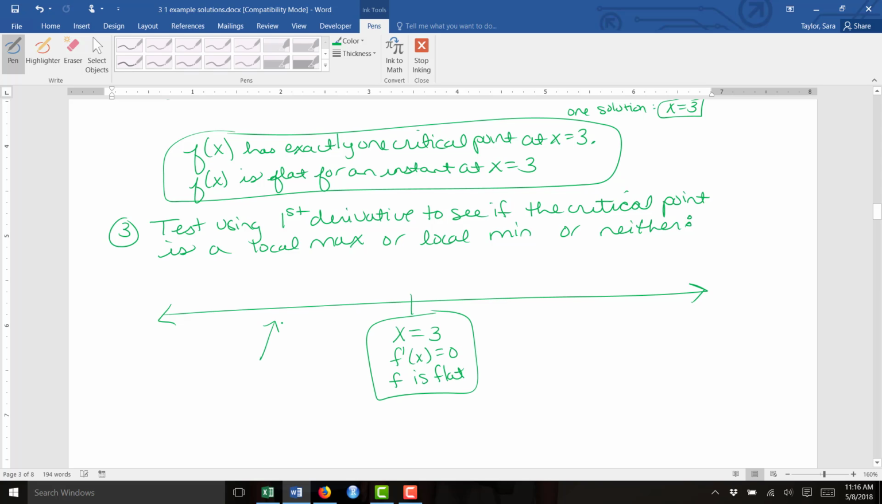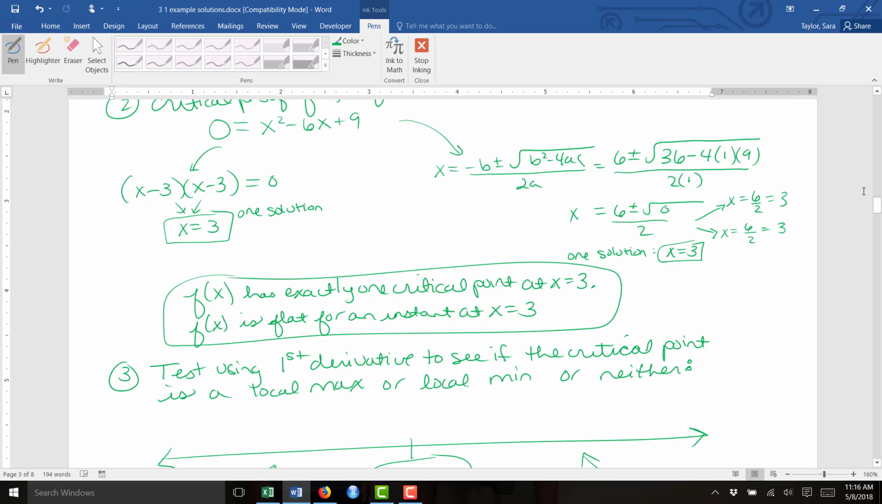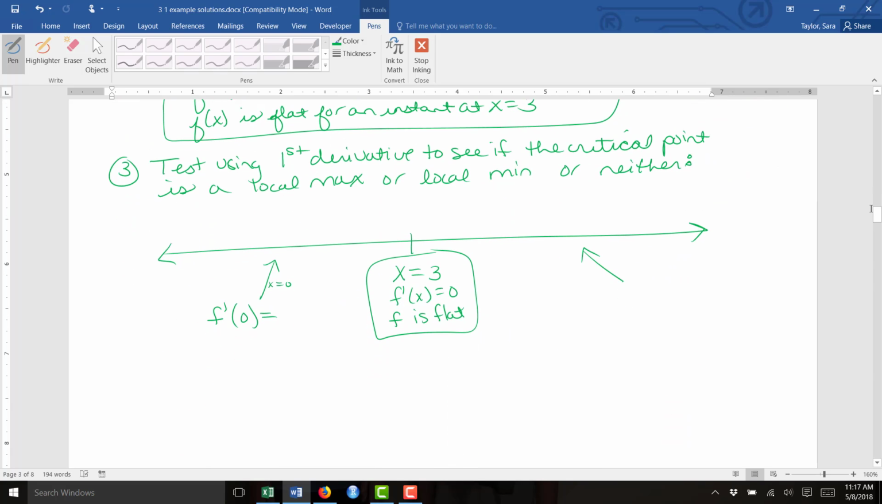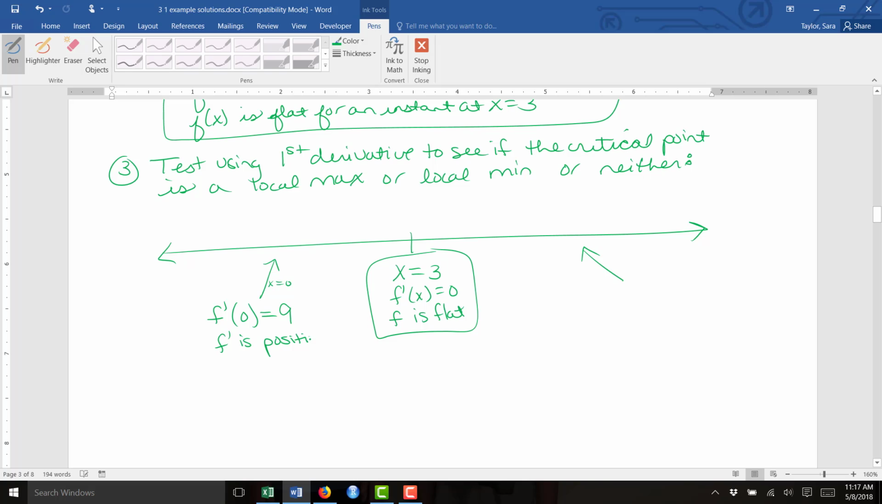Now I pick an x value to the left of x equals 3 and an x value to the right of x equals 3, and I evaluate f prime. I'm going to try f prime of 0, so I'm picking x equals 0 on the left side. If you evaluate the derivative function when x equals 0, you plug it into the derivative function, you will get f prime equals 9. I know then that over here on the left side of x equals 3, f prime is positive. The derivative is positive, so I know f is increasing.